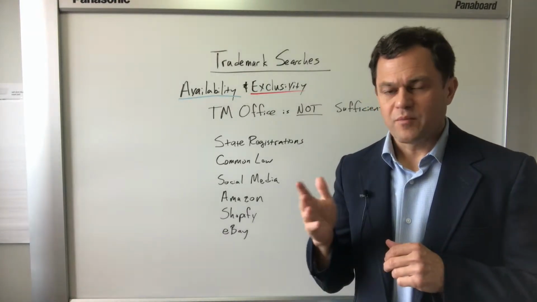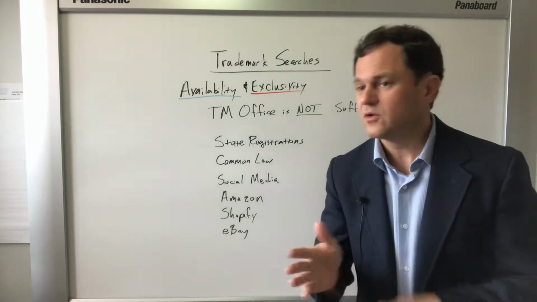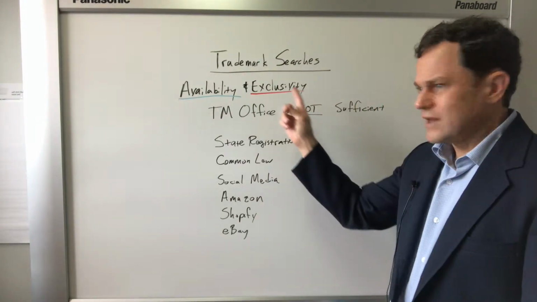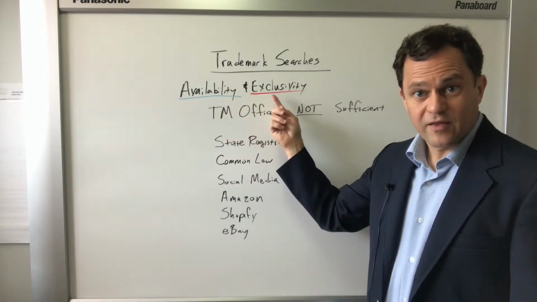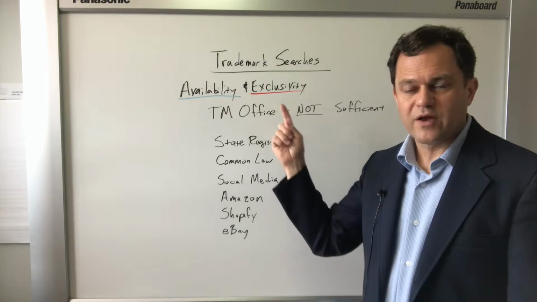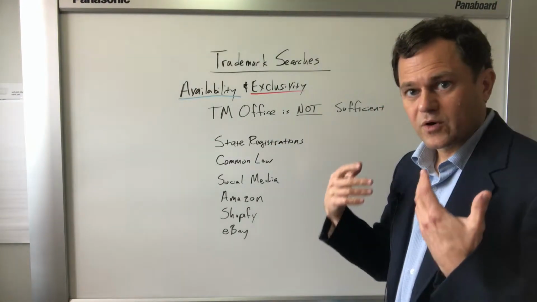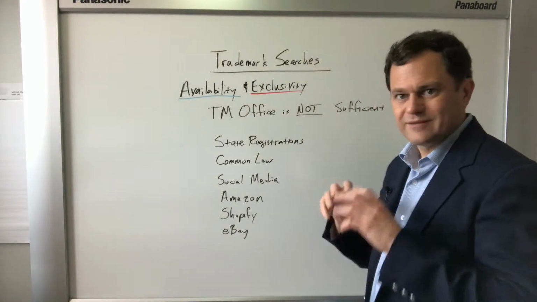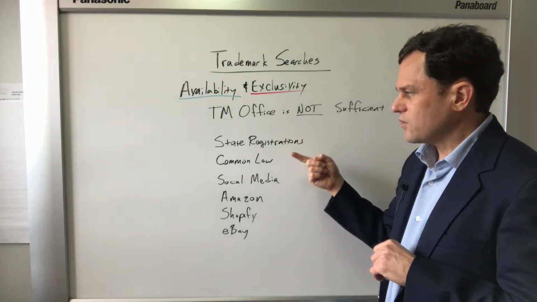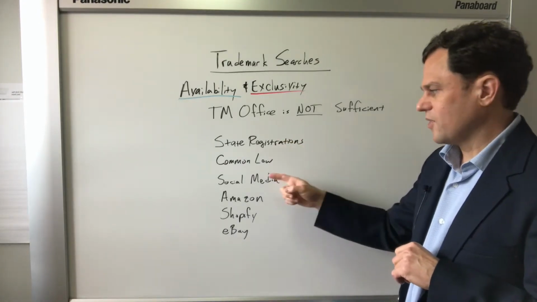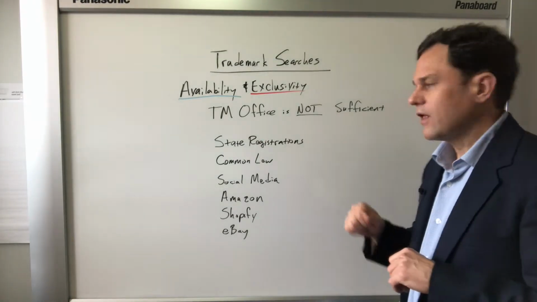What we call a trademark search is not so much about the search itself, it's what we do with it. So in particular, you're here because you're interested in an availability or an exclusivity evaluation of a trademark search. So what this means is that we're going to do a full search, not just a trademark office search. I'll tell you why in a second. And we're going to look at state registrations, common law uses, social media, and e-commerce uses as well.